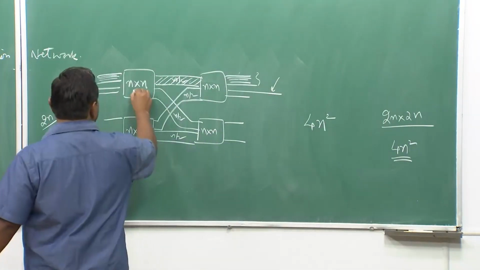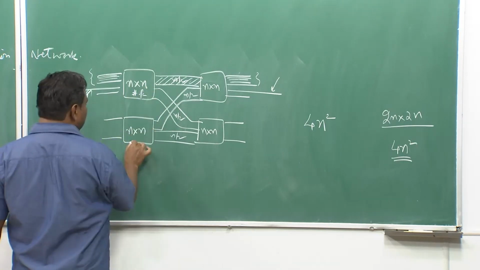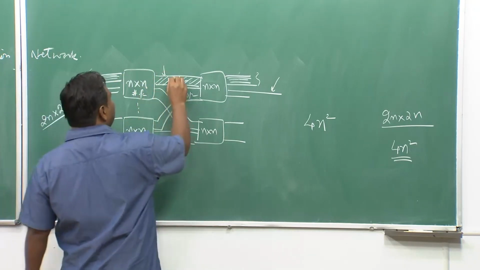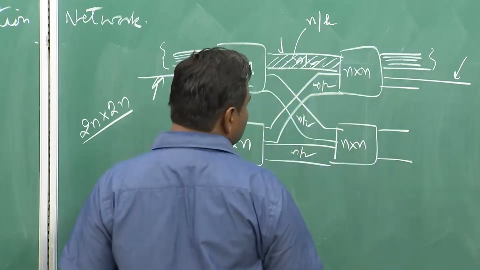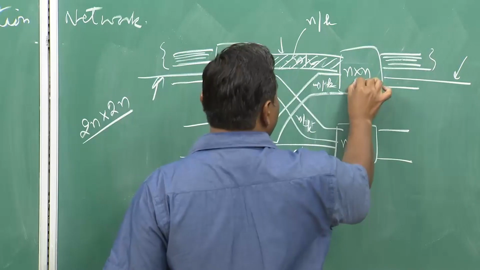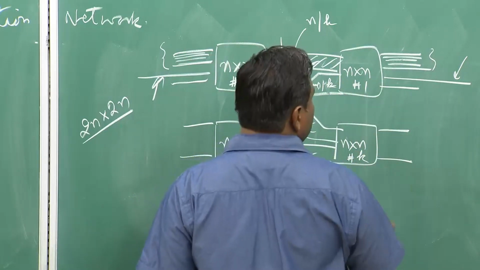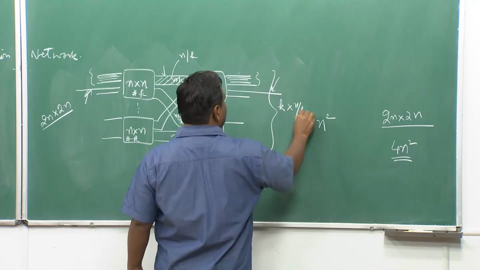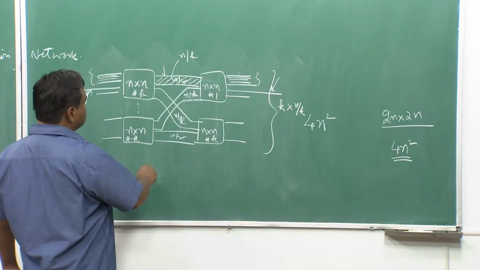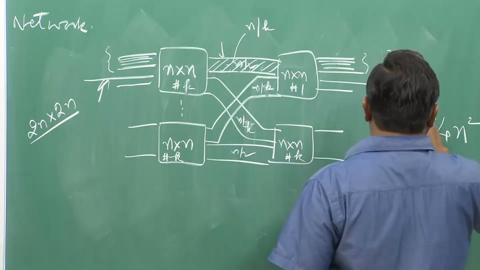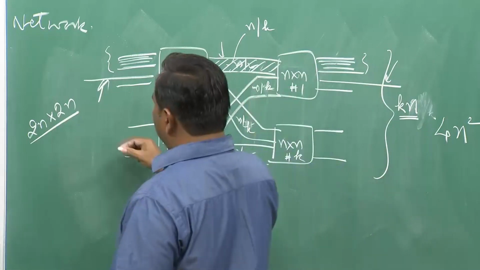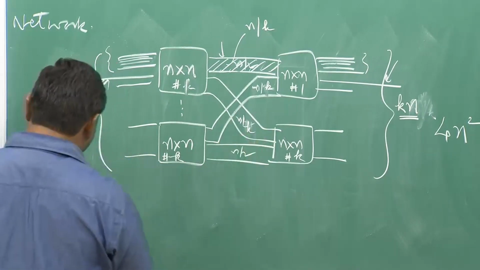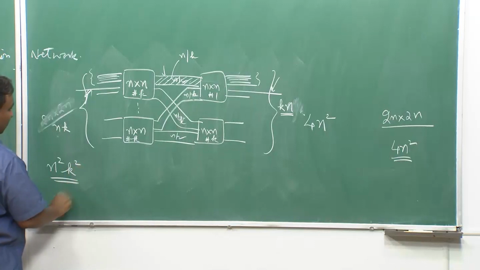But if I make it k such elements, so 1 to k, there are many such things. So, I am actually dividing this, will not be n by 2, this will be n by k. So, many n by k's will be there, so all of them will become n by k. So, total thing will be k and k, that will be the total number of ports. The ports on this side will be nk. So, when you build up nk by nk switch, you require n square k square number of cross points.